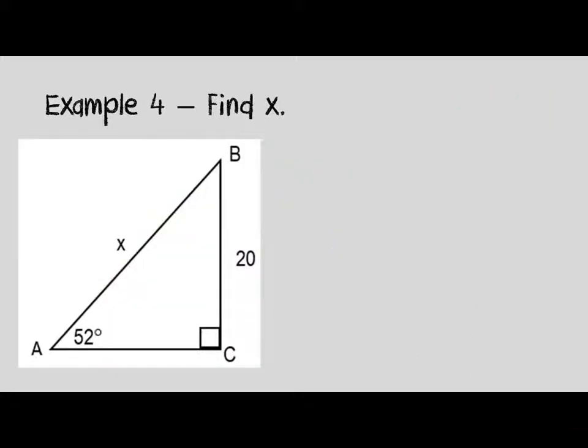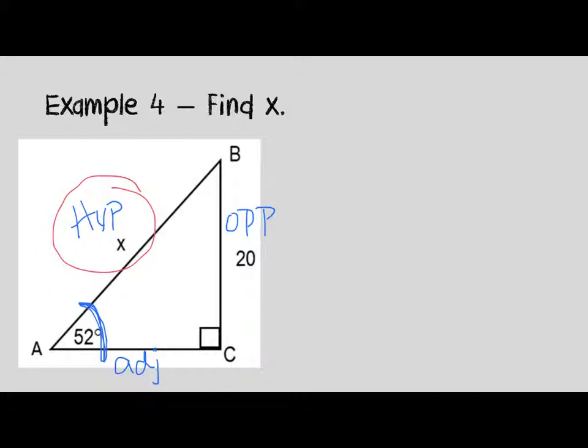If you look at your last example, you got to start by labeling your hypotenuse. Mark your angle. Label your other sides opposite and adjacent. Determine which trig function we're going to use. We have hypotenuse and we have opposite. The adjacent does nothing for us, so we're looking at sine. So the sine of the angle is equal to your opposite, which is 20, over x.